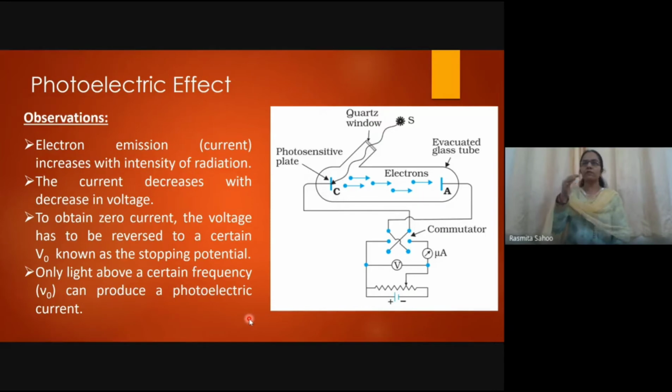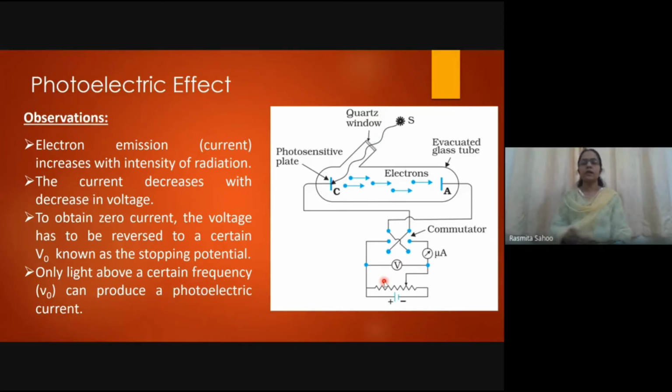While changing the frequency, they could observe that there is a minimum value of frequency below which they could not get any current in the emitter. If the frequency of the incident light goes above that minimum value, they get some photocurrent. That minimum value of frequency for which there is a flow of current is known as the threshold frequency.